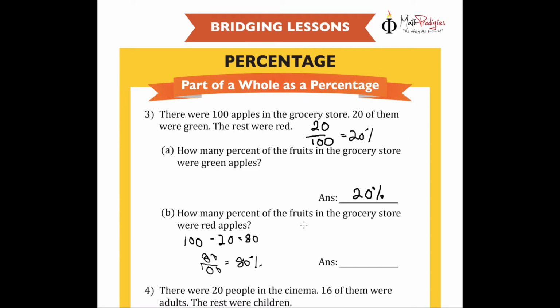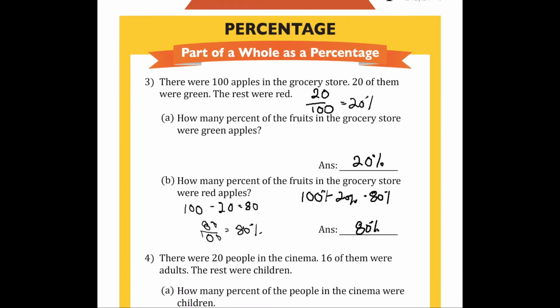Green were 20. So how many are red, right? So it's 100% minus 20% will give you, yeah, that's right, that's the answer, 80%. So there you go, the answer is 80%. Done. Okay, simple, right? Not too bad.